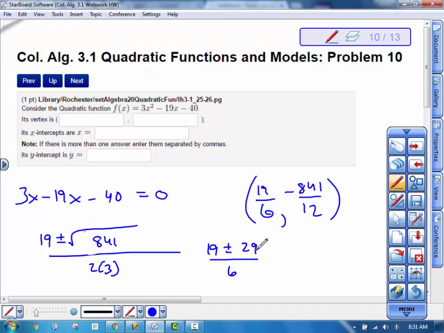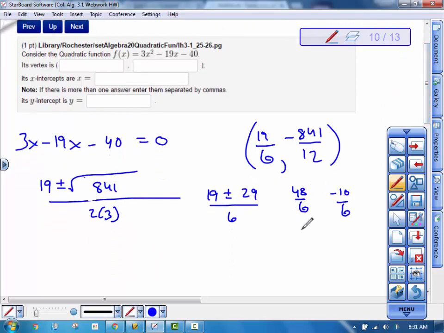19 plus 29 is 48. So I have 48 over 6. And then I have 19 minus 29, which is negative 10 over 6. And those should simplify to, let's see, 8 and negative 5/3. And those should be my two answers for x-intercepts. So the x-intercepts are at 8 and negative 5/3.